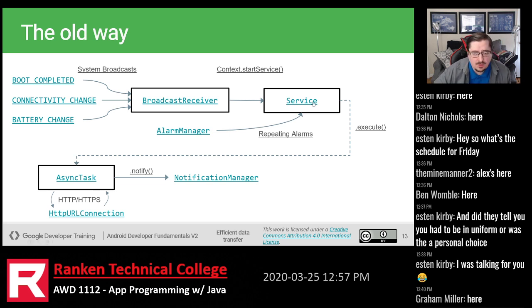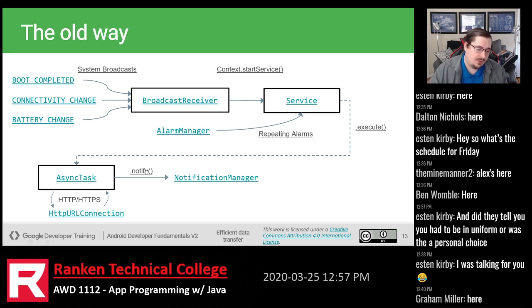And then the service, well, the service is still running on the main thread, so we don't really want to do anything heavy on the main thread. Same thing with a broadcast receiver. Both of these are running on the main thread. So we still need to get off of the main thread. And so you remember in 7.1, we talked about one way to do that is with an async task.